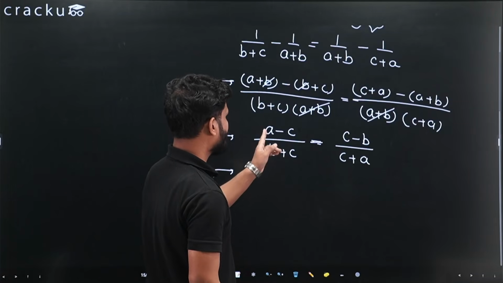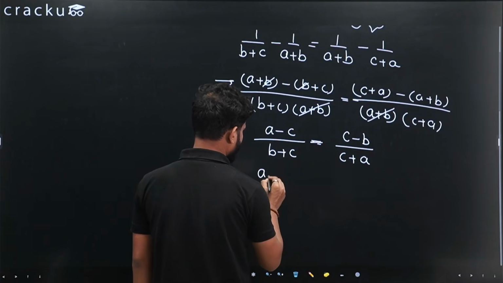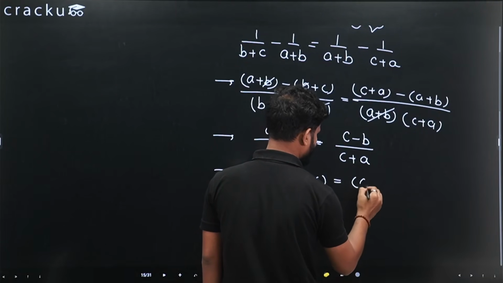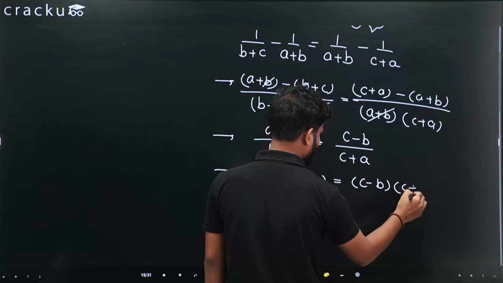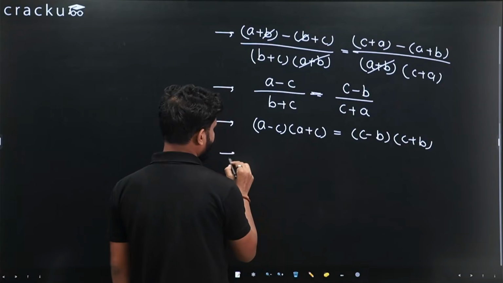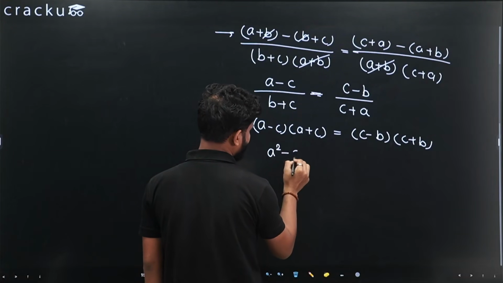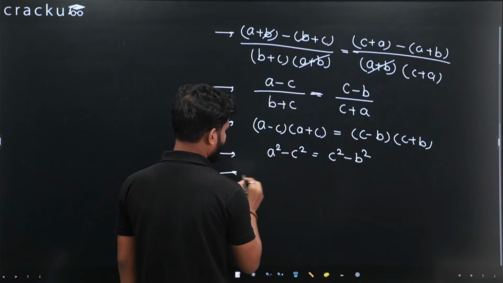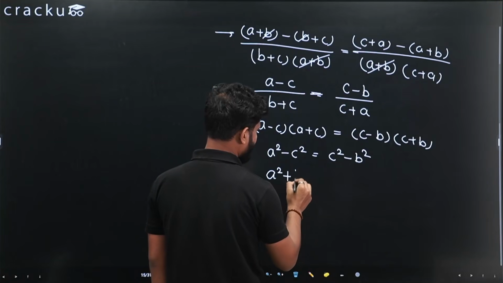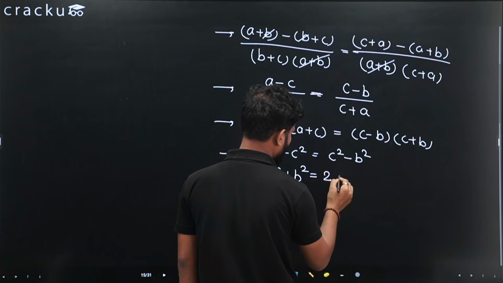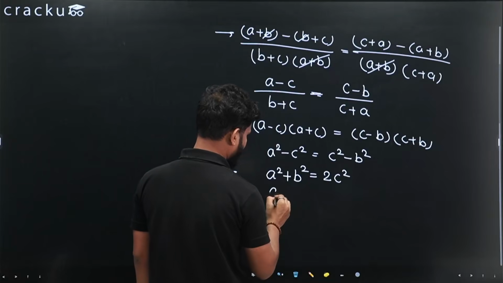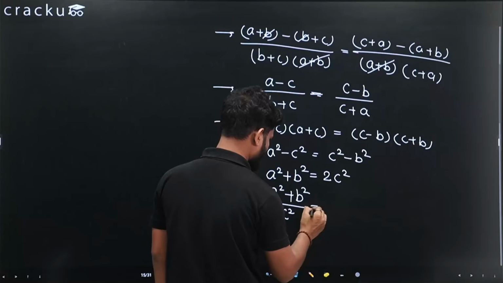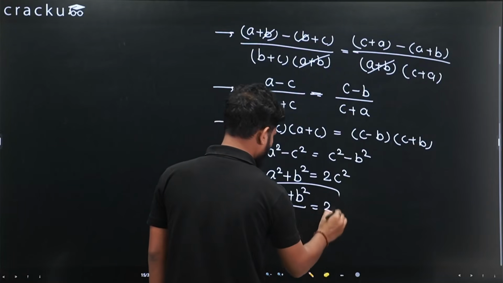From here what do you get? You get (A − C)(A + C) here, and here you get (C − B)(C + B). Just cross multiplication. This will be A square minus C square, and this will be C square minus B square. This will be A square plus B square is equal to 2C square, or A square plus B square upon C square is equal to 2. So this will be the answer here.